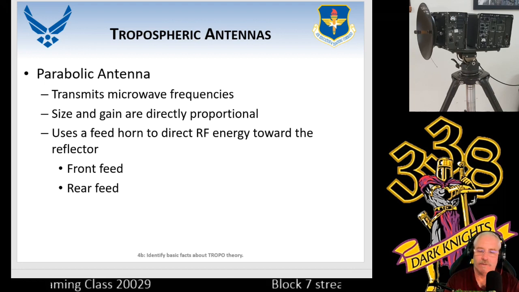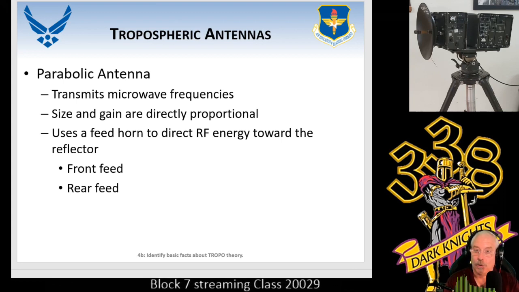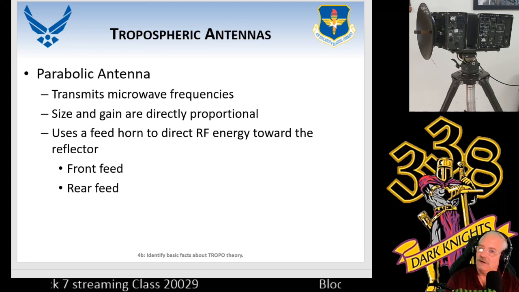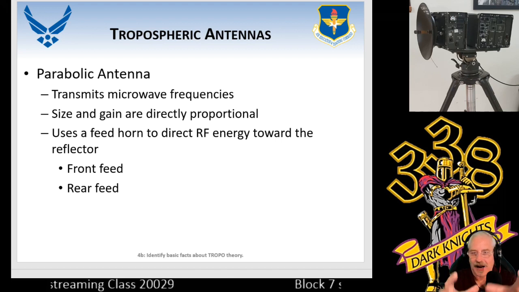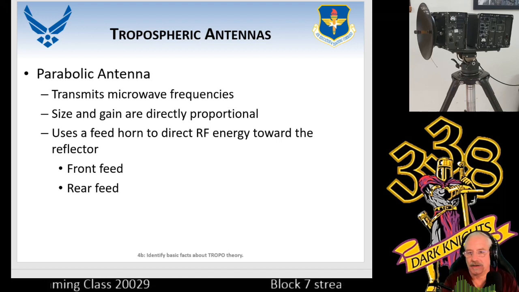So if you have a small dish and you compare it to a big dish, you went from a low gain antenna to a high gain antenna. So the bigger the dish, the more gain you're going to get. In other words, if you're receiving, all that energy is going to hit that dish, and we're going to be able to collect it and channel it to that antenna. And if it's transmitting, it's such a huge, tight beam that when it transmits out, there you go. So you have reciprocity for both.